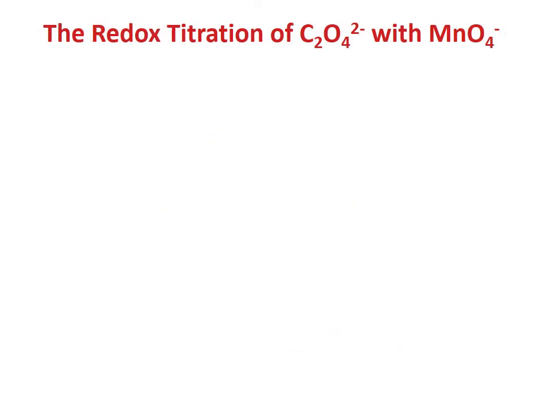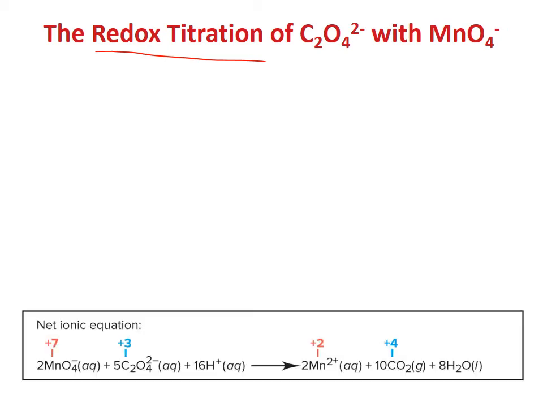In acid-base titration, we use a known concentration of a base to titrate an unknown concentration of an acid. In redox titration, we can use a known concentration of oxidizing agent to titrate an unknown concentration of a reducing agent. Here is an example of a redox reaction. So permanganate, the oxidation number decreases, so it's an oxidizing agent.